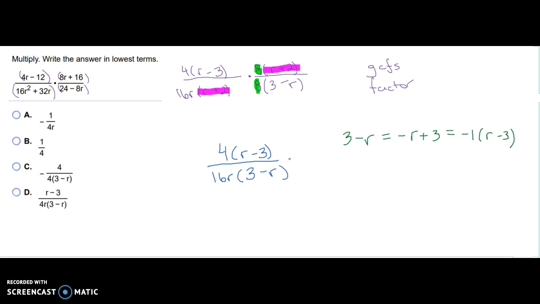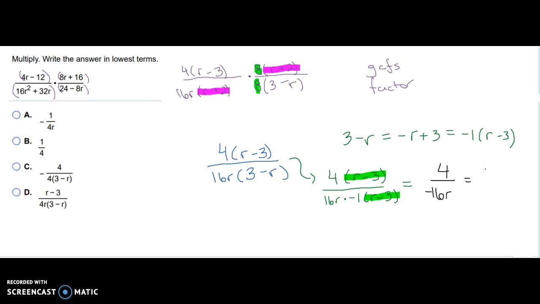So the top's going to stay the same from here. You're still going to have 4 times r minus 3. On the bottom, you're going to have 16r. Then you're going to multiply, take out a negative 1, like we did right here, and then you have r minus 3. So now, the r minus 3 on top can divide with the r minus 3 on the bottom. The 16r that was already there is going to multiply with the negative 1. And that's going to give you just a 4 on top and a negative 16r on the bottom.